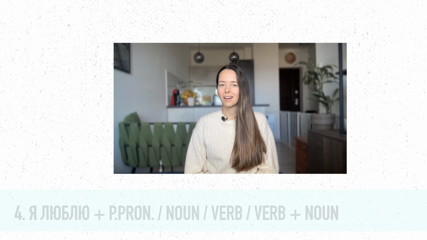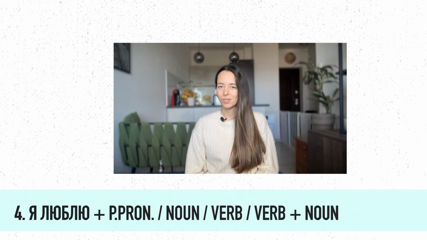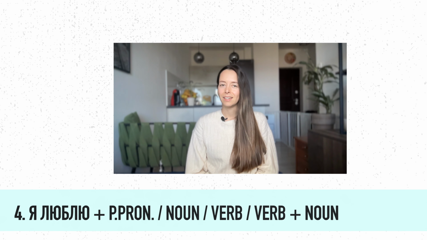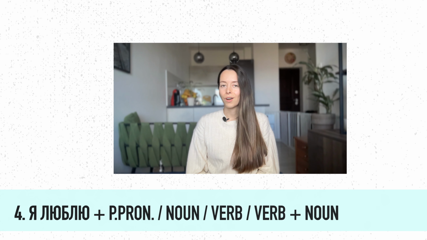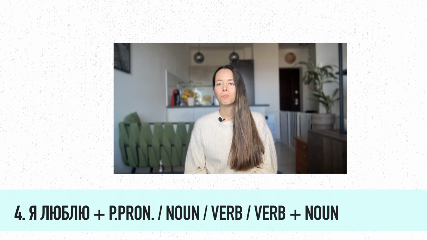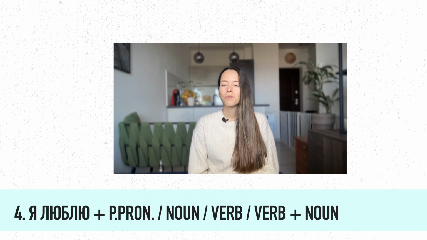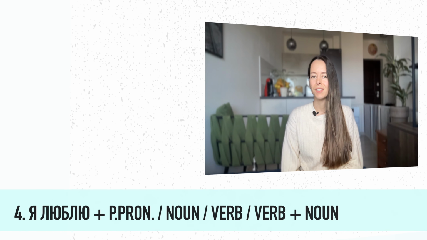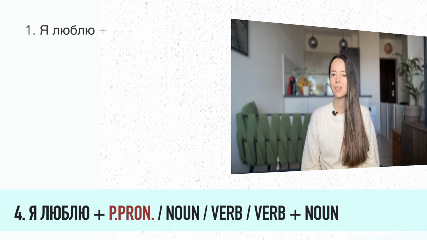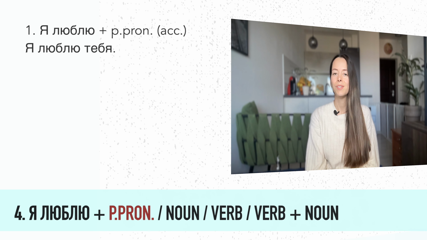And the last formula or the last construction I want to show you in this video is я люблю plus a personal pronoun in the accusative case, or a noun in the accusative case, or a verb in the infinitive, or a verb in the infinitive plus a noun in the accusative. So let's have a look at some examples for each of the variations of this formula. Я люблю plus a personal pronoun in the accusative. For example, я люблю тебя.